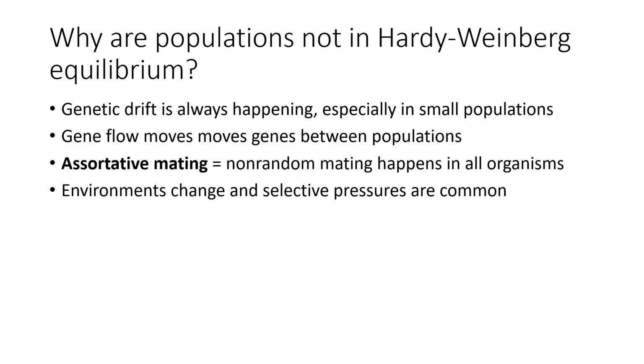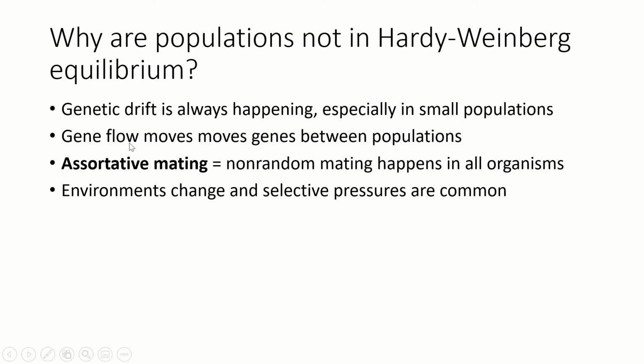So why aren't populations in Hardy-Weinberg equilibrium? Because things are always happening. First of all, genetic drift is always there. There is no such thing as an infinite population. Although with mosquitoes, sometimes it seems like it, or with ants in your kitchen, it seems like an infinite population, but it's not. Remember that genetic drift is always happening. It has less of an effect in big populations than small populations, but it still always has an effect.